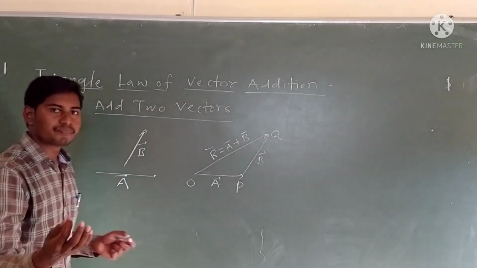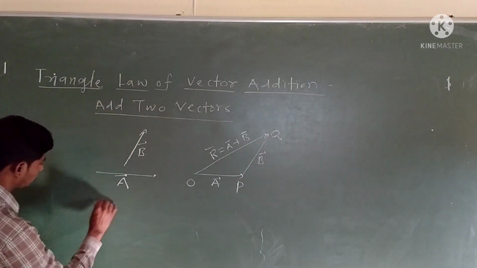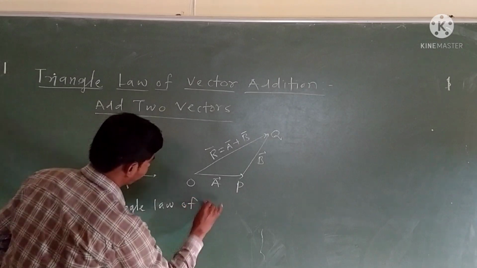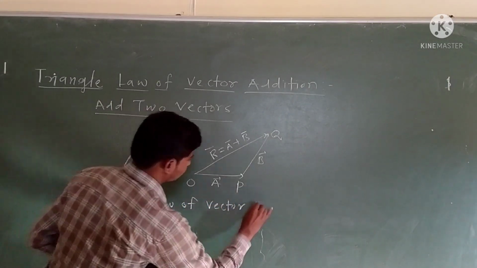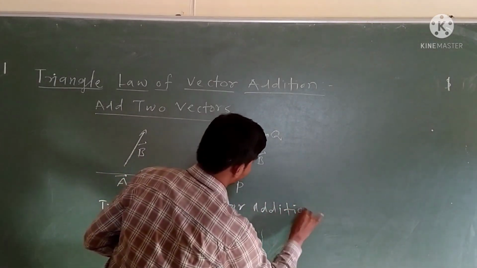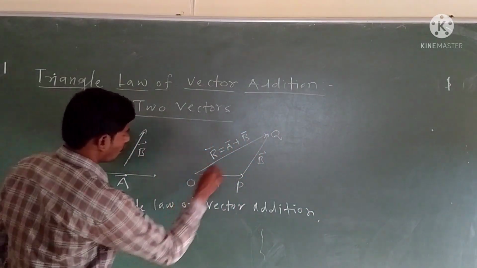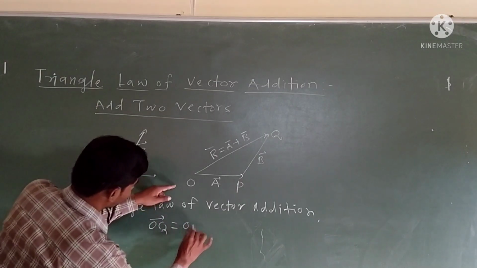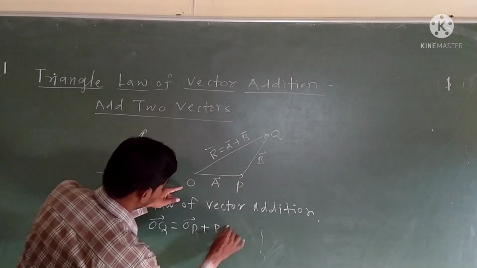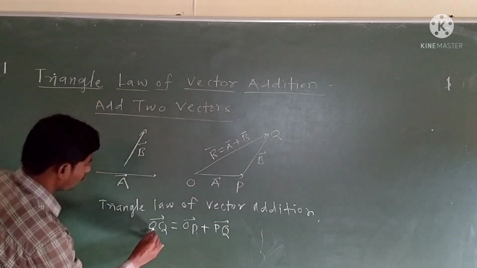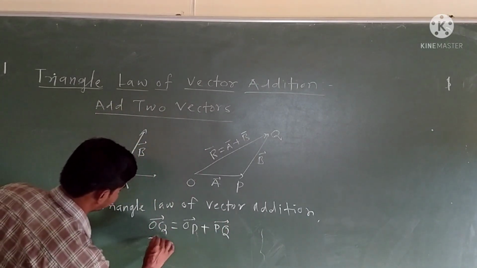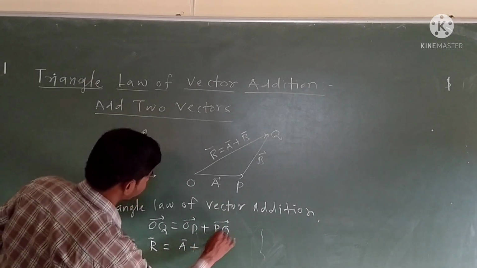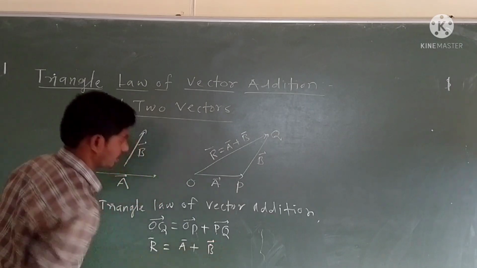Now according to triangle law of vector addition, OQ vector is equal to OP vector plus PQ vector, right? Now we know OQ is the resultant R vector, which is equal to OP, the A vector, plus PQ, the B vector. Okay.